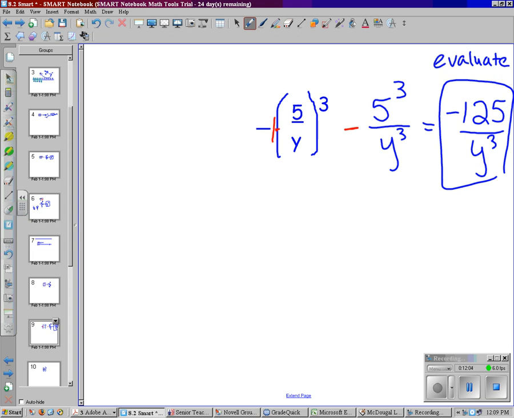5 to the 3rd power? Absolutely, without the use of a calculator. You guys can do 5 to the 3rd. No calculator in this chapter, by the way.